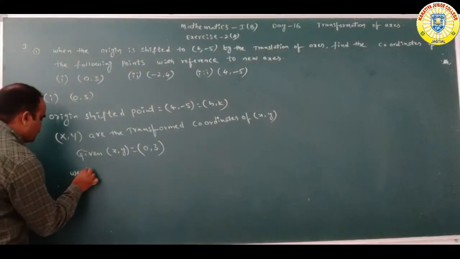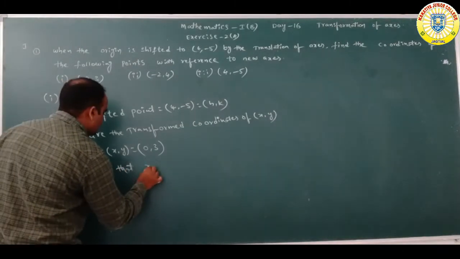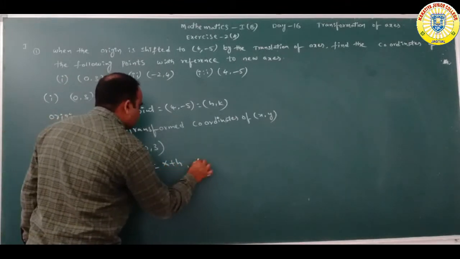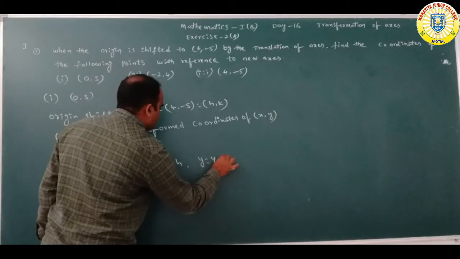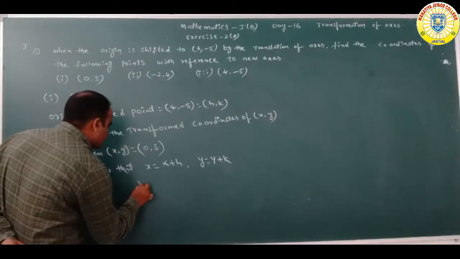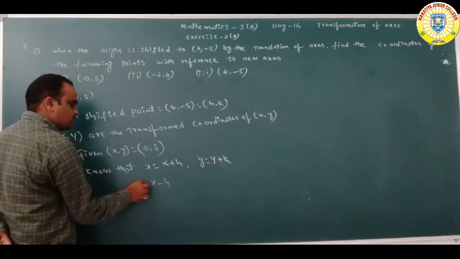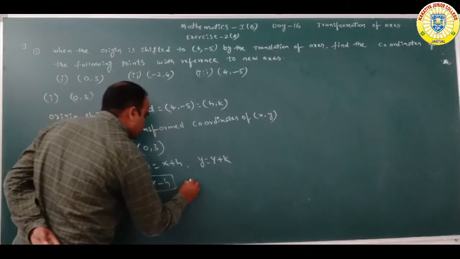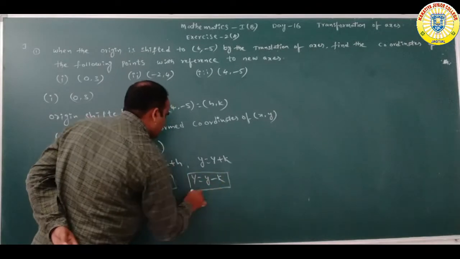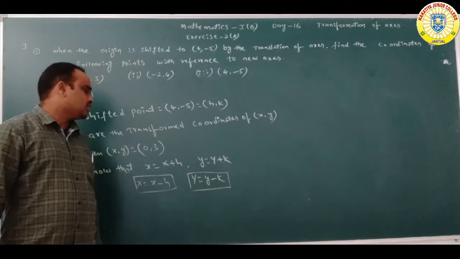Here we know that small x is equal to capital X plus h, and small y is equal to capital Y plus k. We are finding the capital X, capital Y values. That's why capital X is equal to small x minus h, and capital Y is equal to small y minus k.